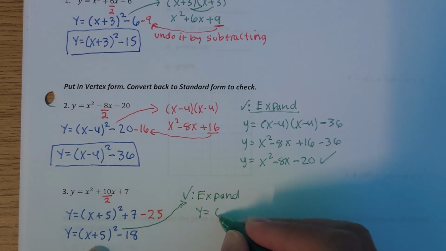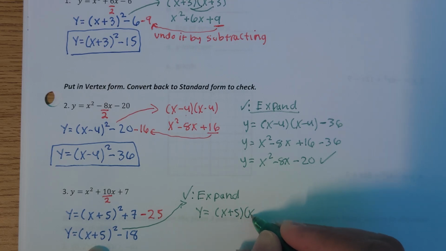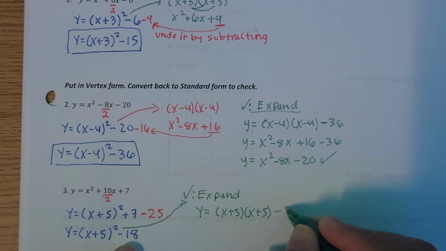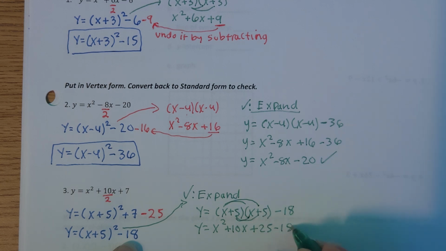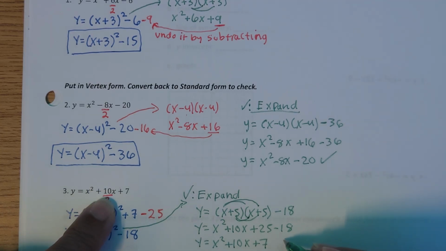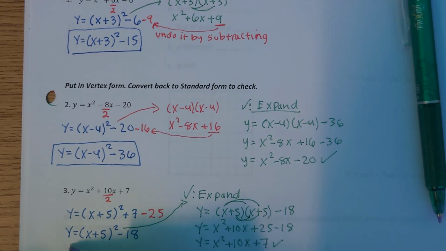So then y equals (x plus 5) times (x plus 5) and then minus 18 outside. So y equals x times x is x squared, and then x times 5 is 5x, but 5 times x is another 5x, so 5x plus 5x is 10x, and 5 times 5 is 25, and then minus 18. So then y equals x squared plus 10x, 25 minus 18, that's a 7. And as you can see, we get this equation back, so that means our vertex form equation is correct. So I'm going to go back and box it in.